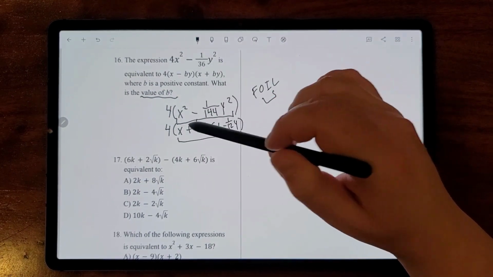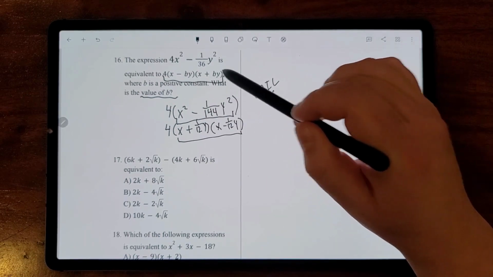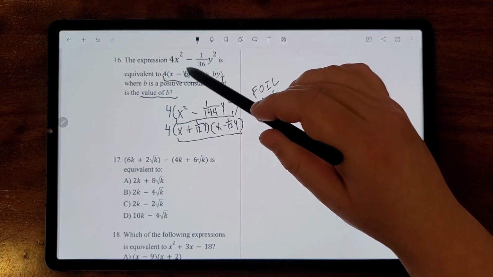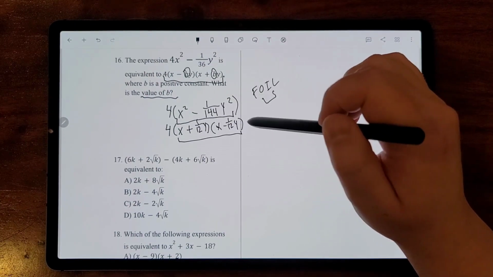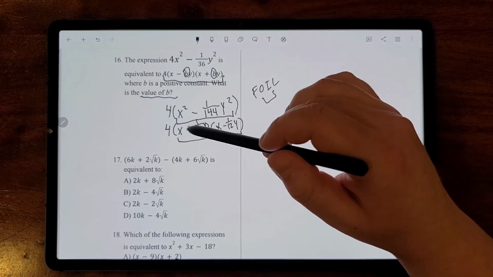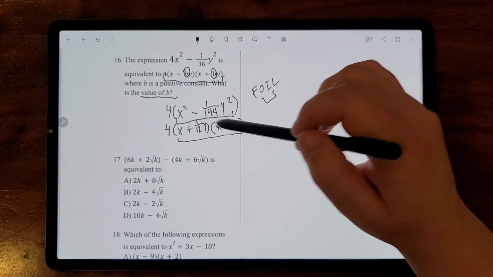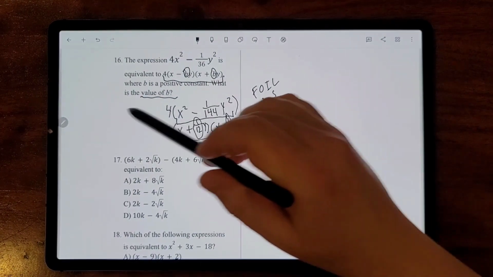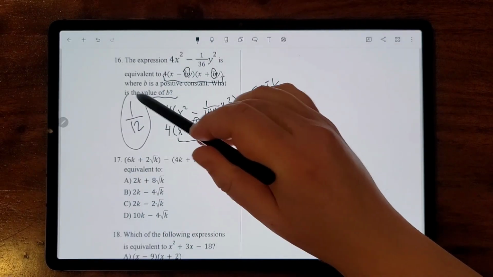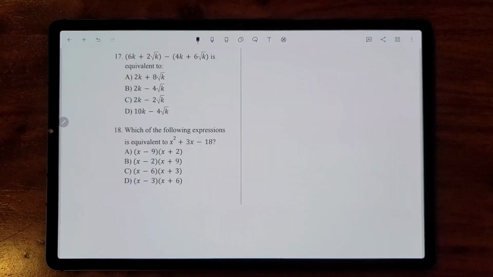And now you see, oh, it looks a lot more like this equivalent expression right here. And we're looking for b right here. So b has to be the number that's being multiplied by y if we don't consider the sign in front of it, which would just be 1/12. 1/12 is what's in front of the y here. 1/12 is what's in front of the y there. So the answer would be 1/12.